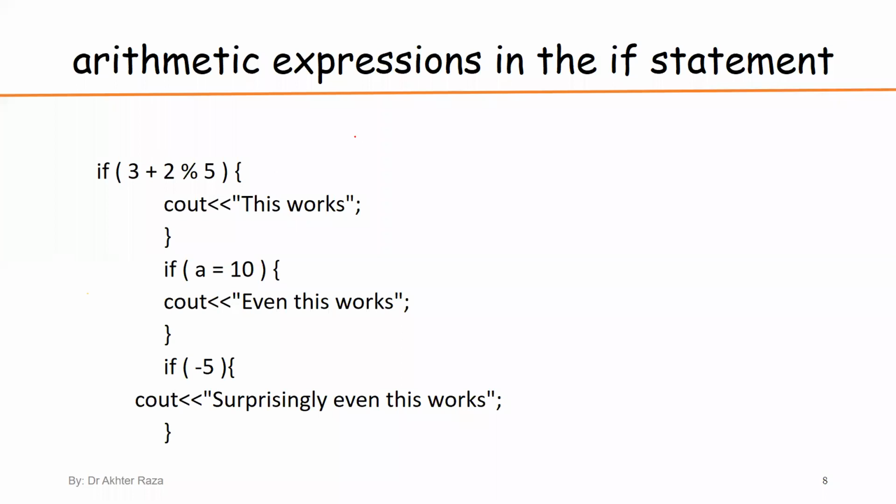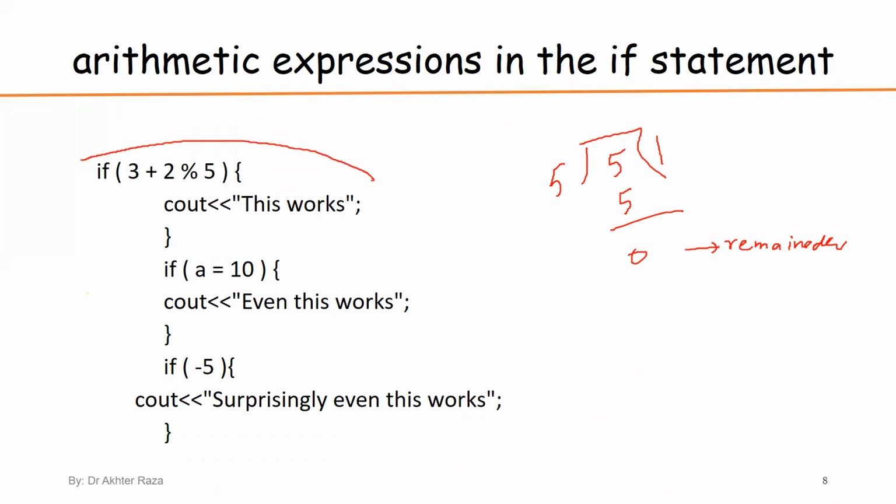So 3 plus 2 is 5. When we divide 5 by 5, the 5 ones are 5, then the remainder is 0. If the remainder is 0, the condition is true. No, the condition is false, sorry. If the remainder is 0, the condition is false. It comes outside this if. This if starts here and this if ends here.